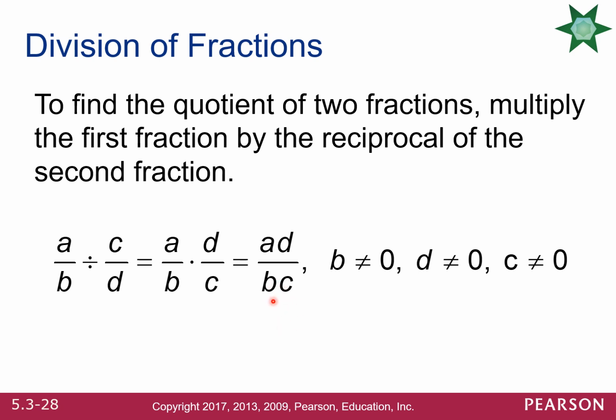So neither b nor c can be a 0, and the d in the second fraction, in the initial setup is what I meant to say, cannot be a 0 either. So none of these denominators can be a 0. All right?